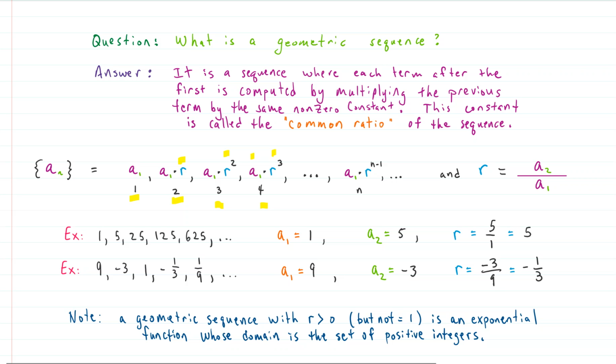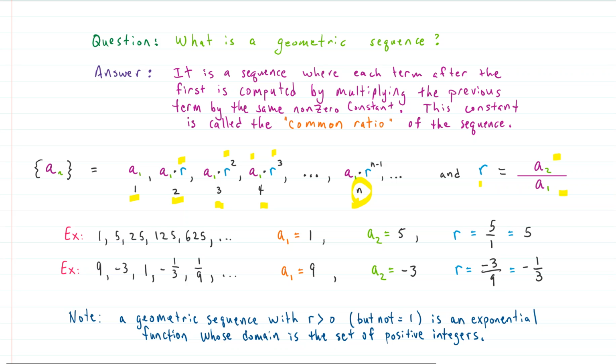A finite geometric sequence stops at n, but an infinite geometric sequence keeps going on forever. The ratio, the common ratio r, you find by taking the second term, a sub 2, and dividing it by the first term, a sub 1. So we have a couple examples here.